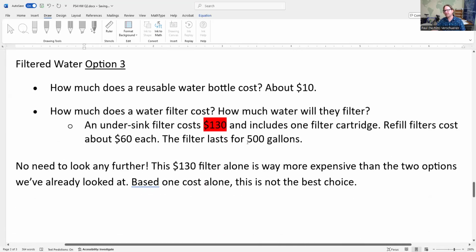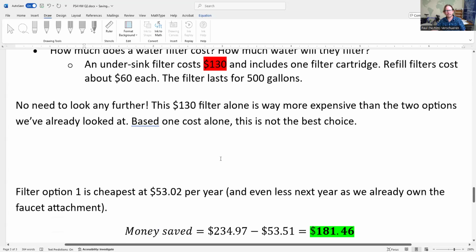I didn't even spend any time on this one because as I was reading it, it just said the undersink filter costs $130. And I already know that we've gotten as low as $53. So even though this might be better over 10, 20 years, it's certainly not better right now. So I just said, we're done. $130 is too much money. It's already way more expensive than our $250-something other options. So I just skipped by that.